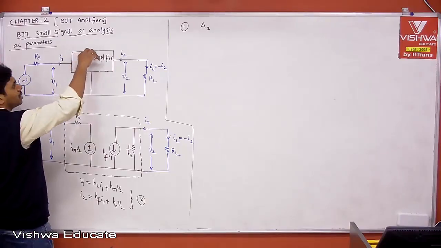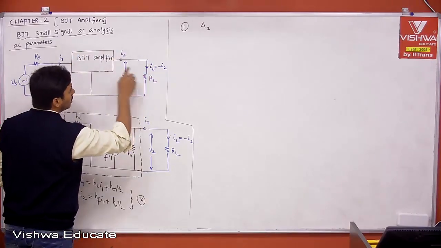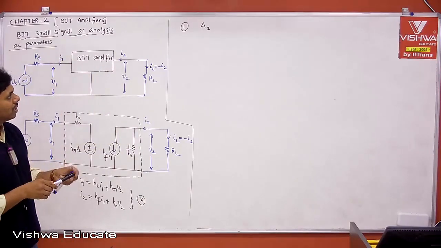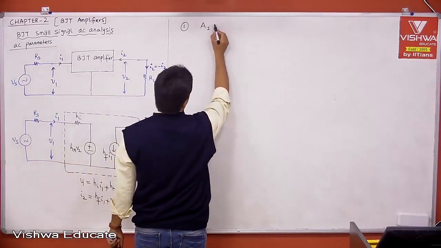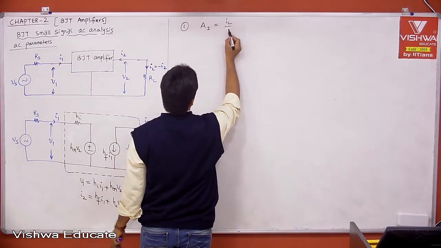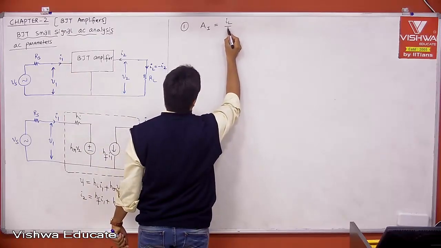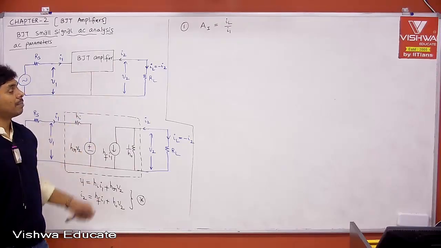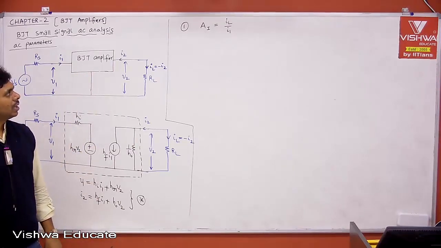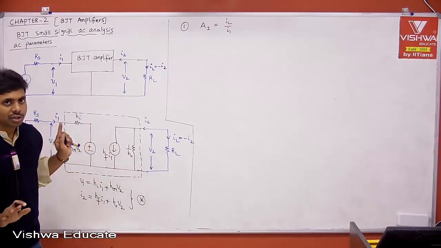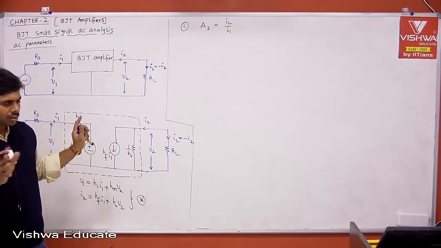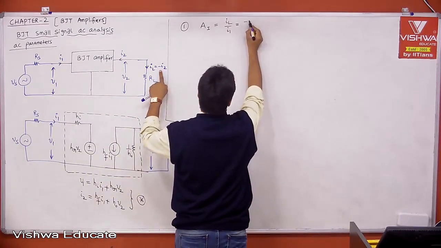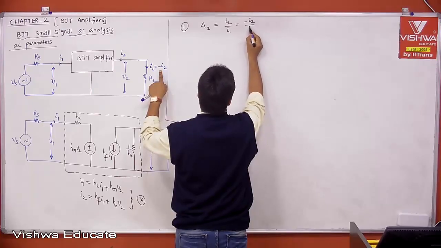Therefore, the amount of current pumped into the load, which is the load current, divided by the amount of current taken from the source, which is the current entering your amplifier, I1. That is the current gain of your BJT amplifier. Once you understand the definition, now it is simply mathematical analysis. What is AI? AI is nothing but minus I2 divided by I1.